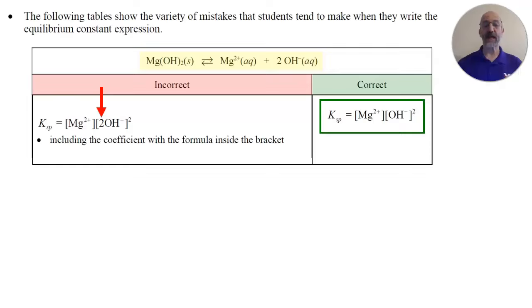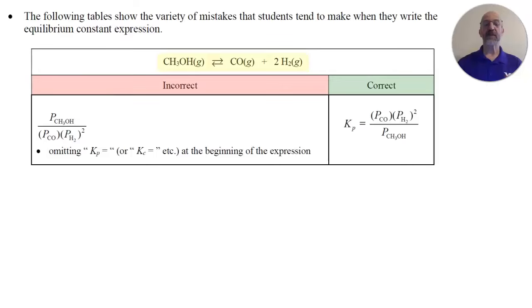So that's an example of a mistake. And then one more example of a mistake for this equation is that students will place the exponent inside the bracket instead of outside.